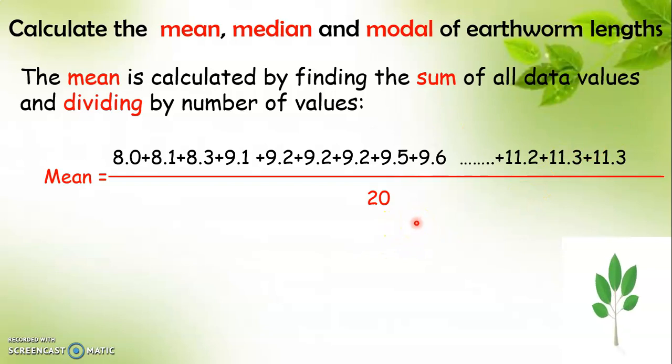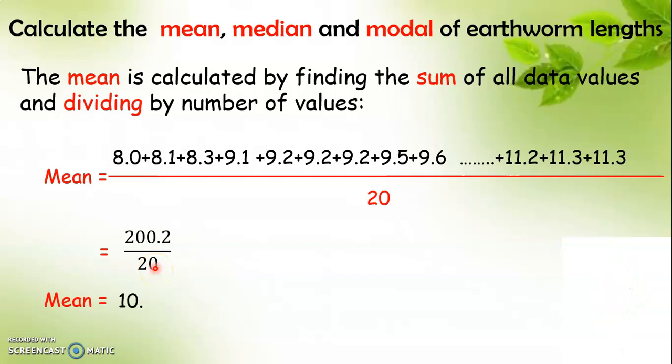Okay, now after you add, when we add, it is 200.2. Okay, divide by 20. So our mean is equal to 10.0 centimeters.